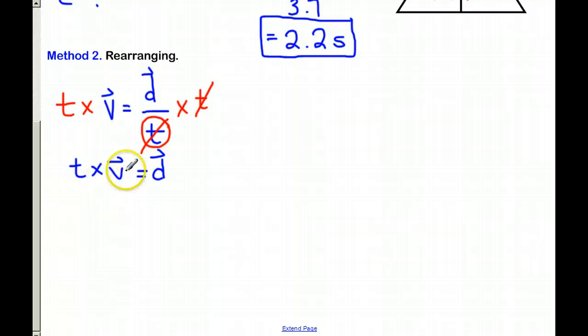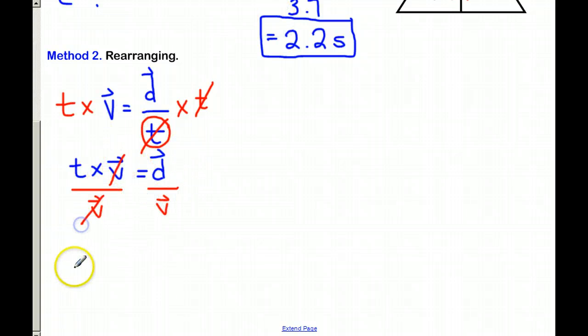The last step is we want t by itself. So whatever's with it, we have to perform the opposite operation. Because this v is being multiplied, the way that we get rid of it or move it to the other side is by dividing it. Whatever you do to one side of the equation, you must do to the other. So if we divide this side by v, we must divide this side by v. And v divided by v cancels each other out, and you write what you're left with. So we're left with displacement over velocity is what time is equal to.